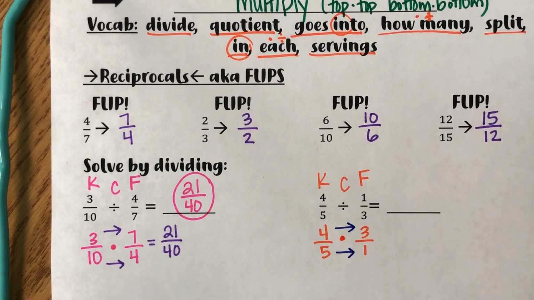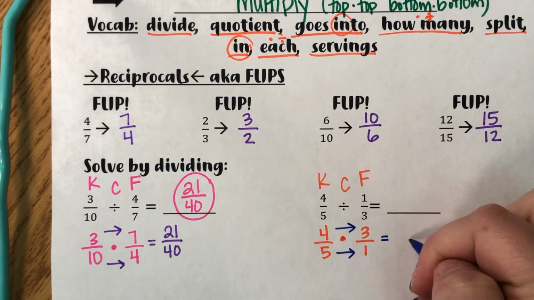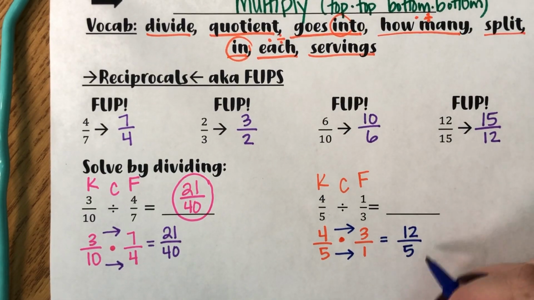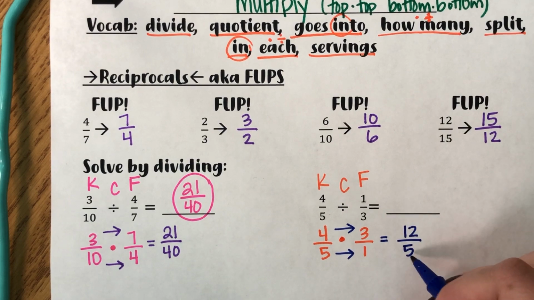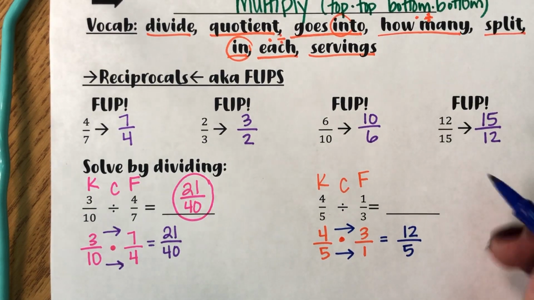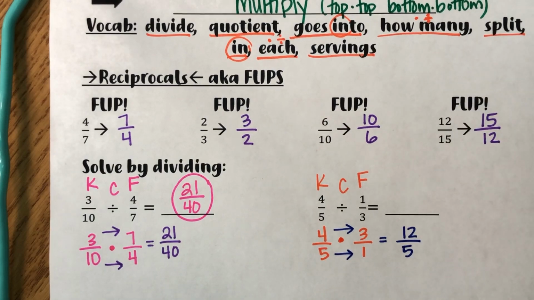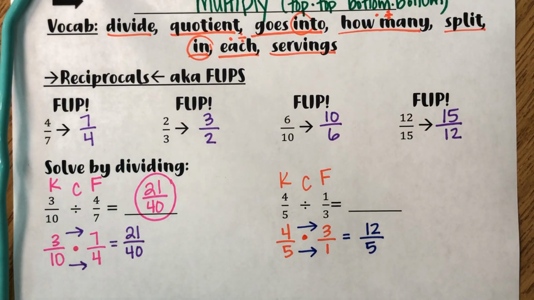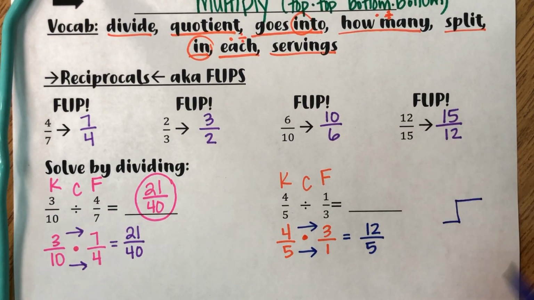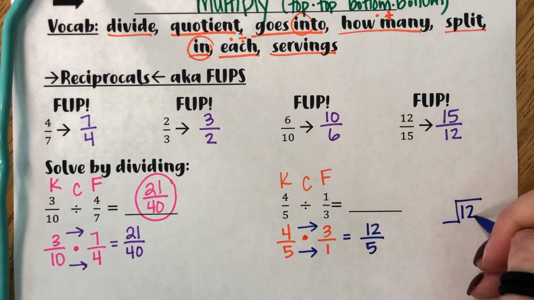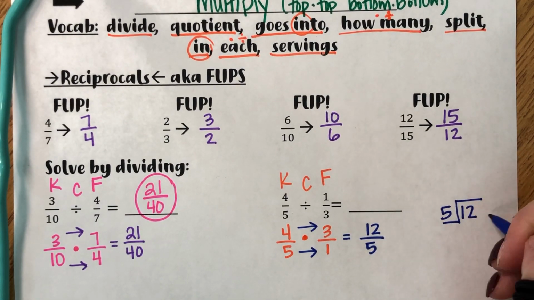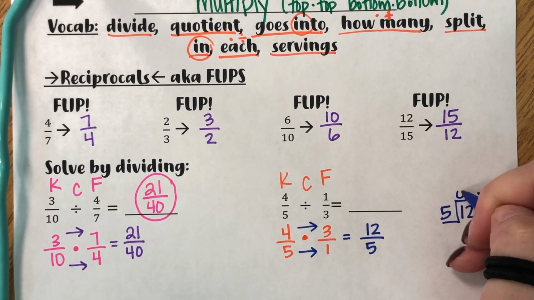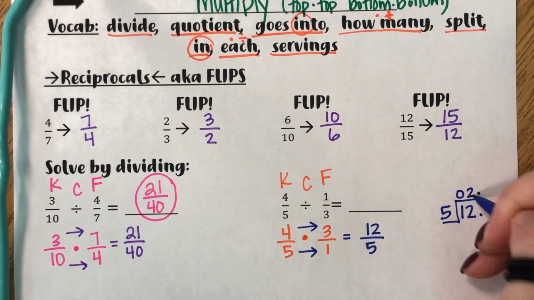4 times 3 is 12, and 5 times 1 is 5. And then this is improper. When the cowboy is bigger than the horse, when the top number is bigger than the denominator, this is improper. So we're going to use our backwards check mark to put it back into a mixed number. I'm going to set up my house, put my cowboy inside, and leave my horse outside. He's going to take off his boots and hat. So 5 does not go into 1, but it does go into 12 2 times.